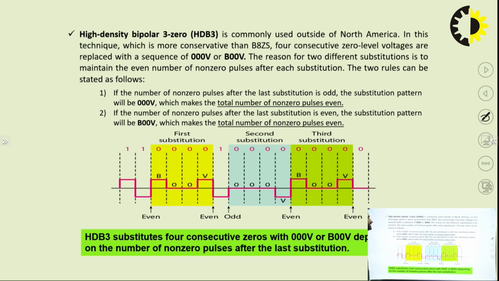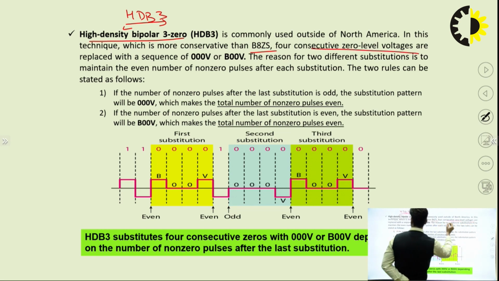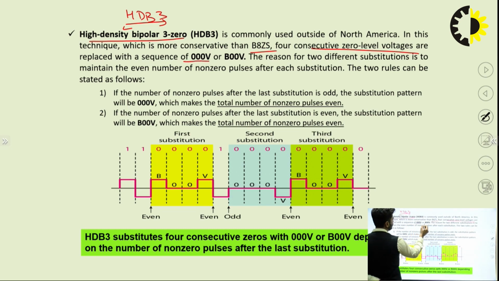Next is HDB3, that is high density bipolar. HDB3 is commonly used in North America, in this technique, which is more conservative than B8ZS. Here we are choosing 4 consecutive zero bits, which will be replaced by 000V or B00V. In this scheme we are replacing 4 bits of 0 by 000V or B00V.